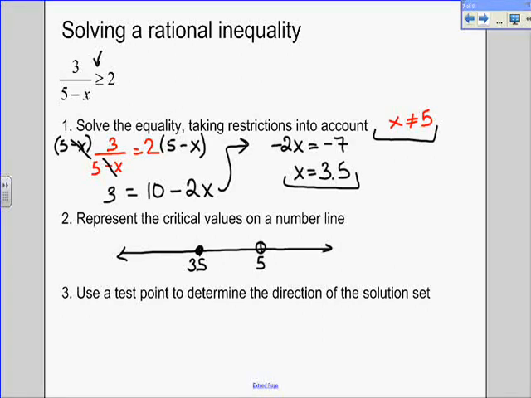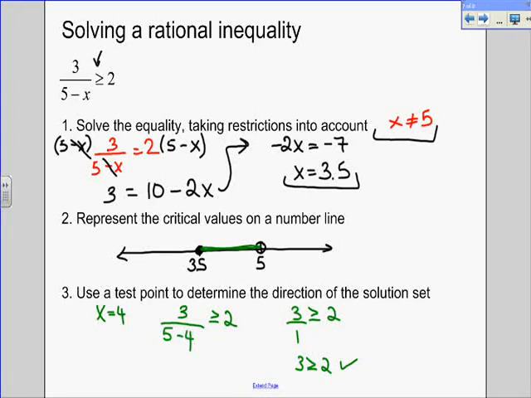I'll choose, let's say, x equals 4. And I'll replace x with 4 in my inequality and see what happens. So I'm back to my original inequality. I end up with 3 over 1 is greater than or equal to 2. Well, that's just 3 is greater than or equal to 2, and that's actually true. So my answers are in here.